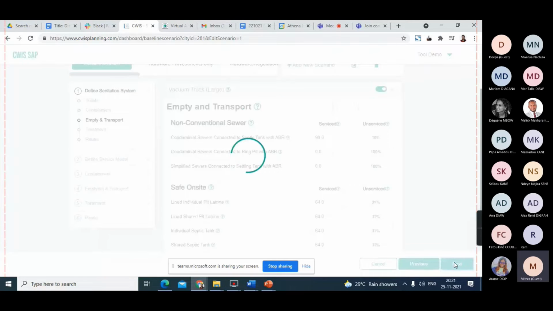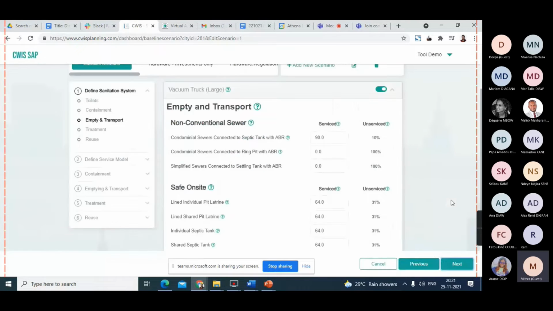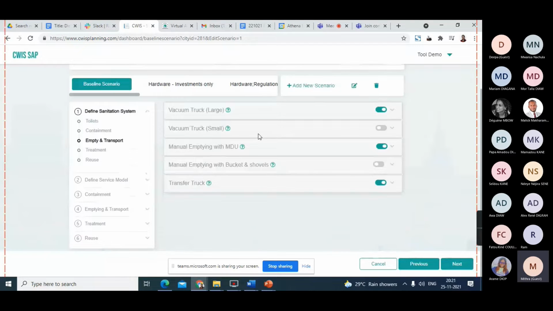When we move to the emptying and transportation, we have broadly 3 types of emptying methods. That is the vacuum truck, the manual emptying with mechanized equipments, and the manual emptying with buckets and shovels. There is also an option to enter what percentage of your emptying is being transferred through a transfer truck.